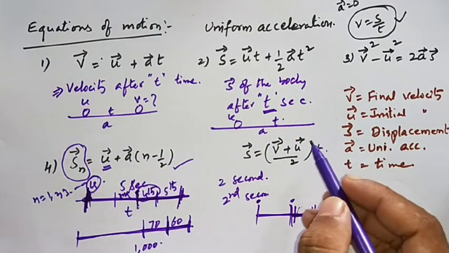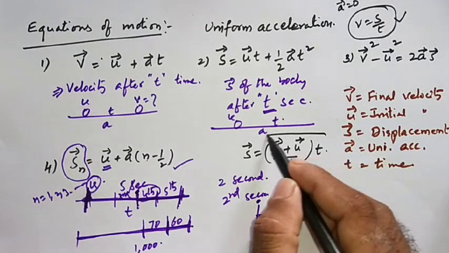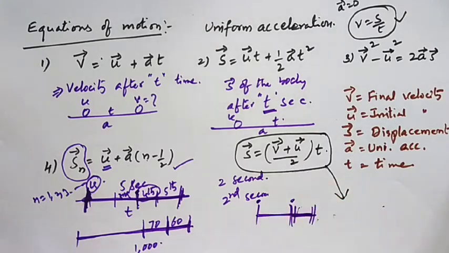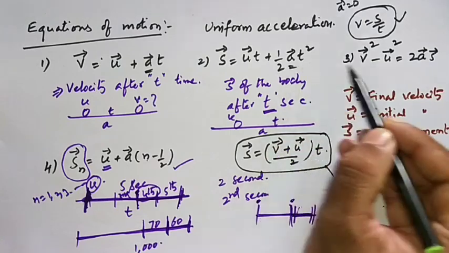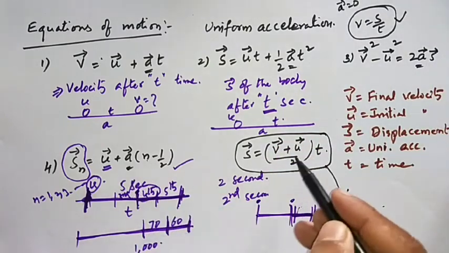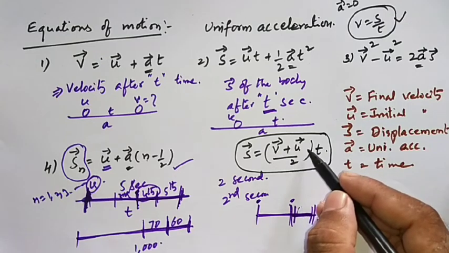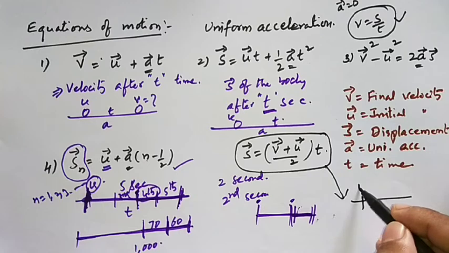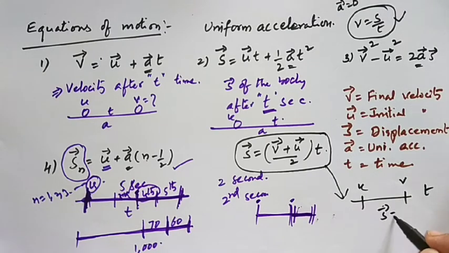Next, when do we use this one? S is equal to (v plus u) by 2 into t. Observe carefully, in this there is no acceleration term, while in all the others there is an acceleration term. But in this equation there is no acceleration term, even though the velocity is changing. So whenever in the given problem initial velocity, final velocity and time are given, and you are asked to calculate displacement, then you can use this.